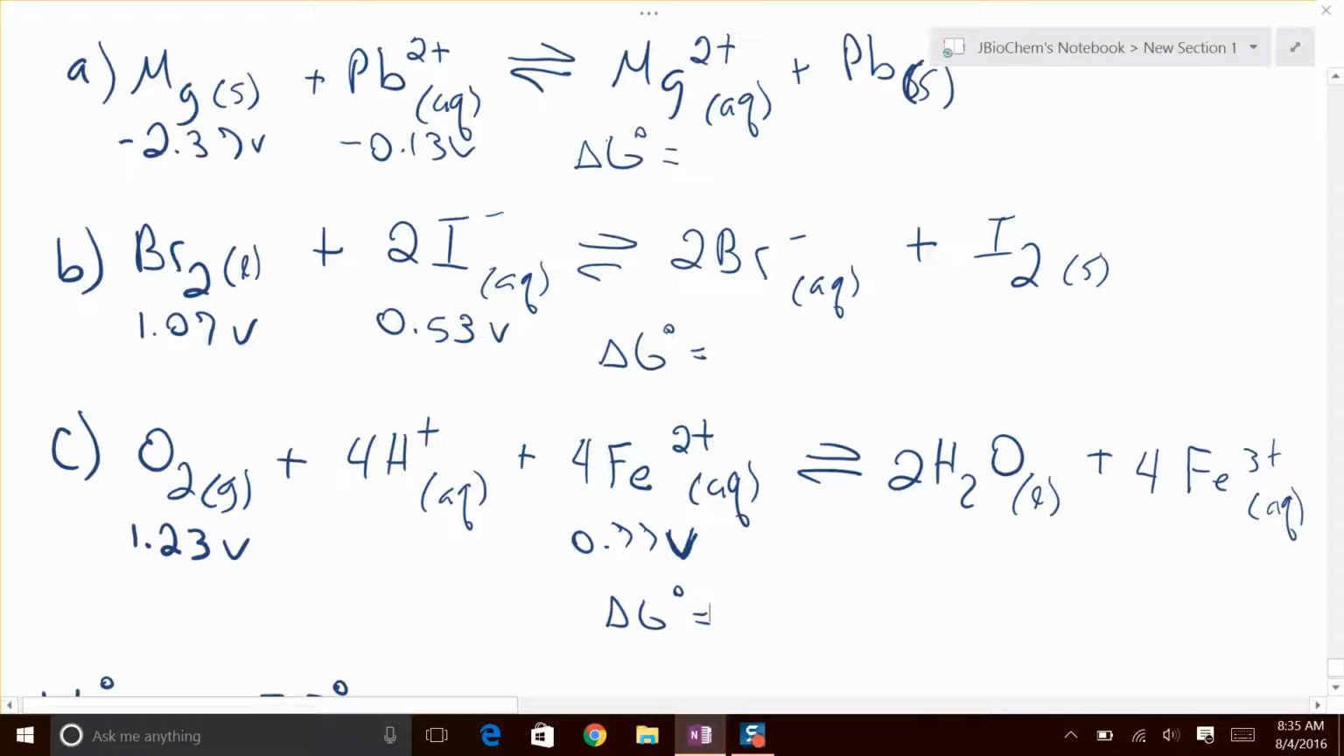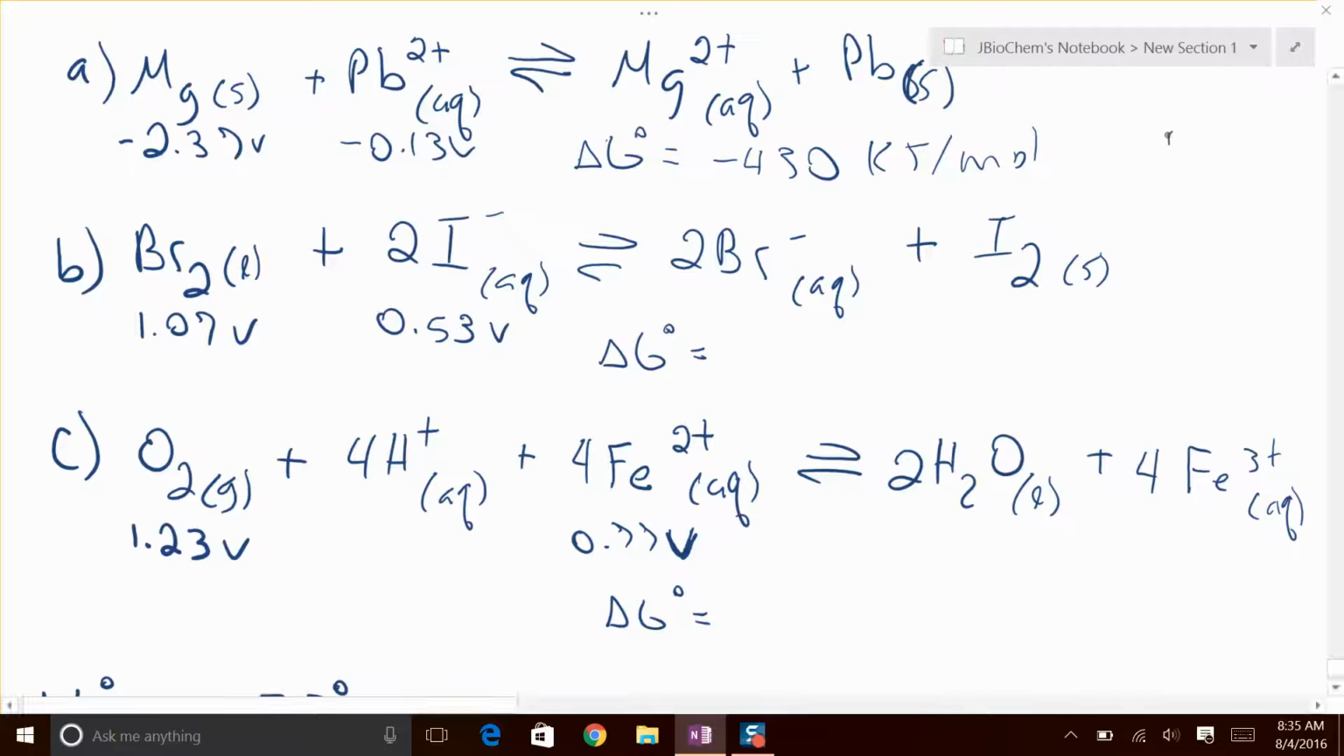Okay, did you guys find a delta G for A? What'd you get? Negative 430. Let's just put it in kilojoules. 430.08 kilojoules per mole. Did you say negative 430? Yes. Okay.